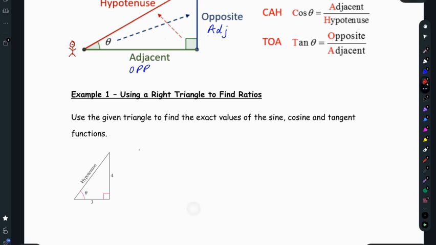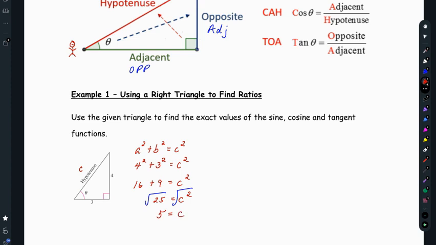We're going to use a squared plus b squared equals c squared. Sides a and b will be the legs, and c squared is the hypotenuse. So we have 4 squared plus 3 squared equals c squared. To undo a square, we take the square root of both sides. And so we see that the value of the hypotenuse is 5. And I'm just going to write that in.